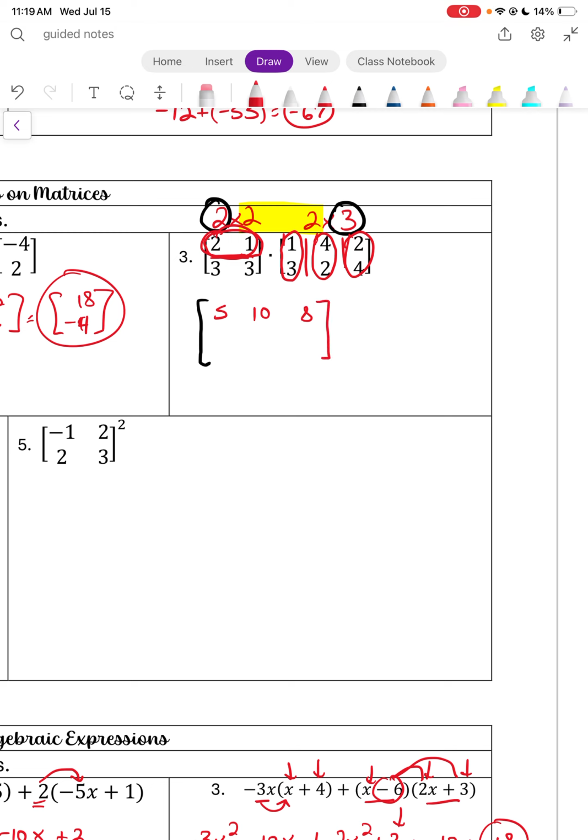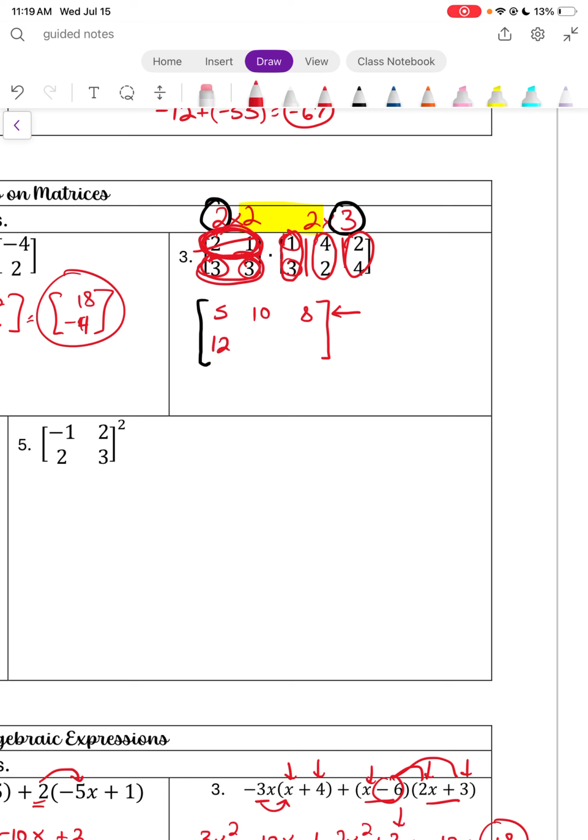Now, how do I know where to put my answers? Notice that I was dotting by my first row, so notice where I put all my answers for that one, the first row. Now I'm going to move on to the second row. You can mark out the first if you'd like. I'm going to take my 3 and 3, and I'm now going to dot them with each column. The first one, the 3, is going to go with the 1, and this 3 is going to go with this 3. My two numbers, once I dot them, gives me a 3 and a 9. Added together gives me 12.